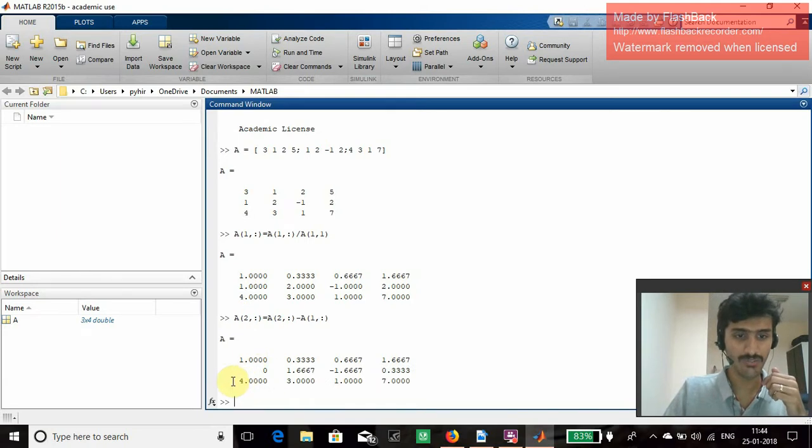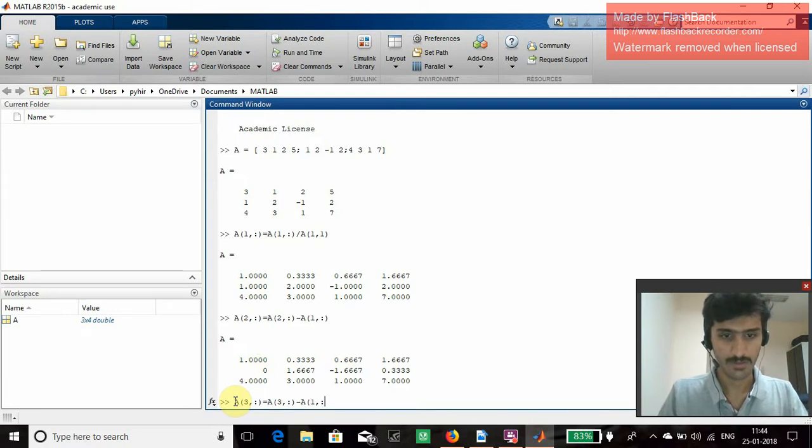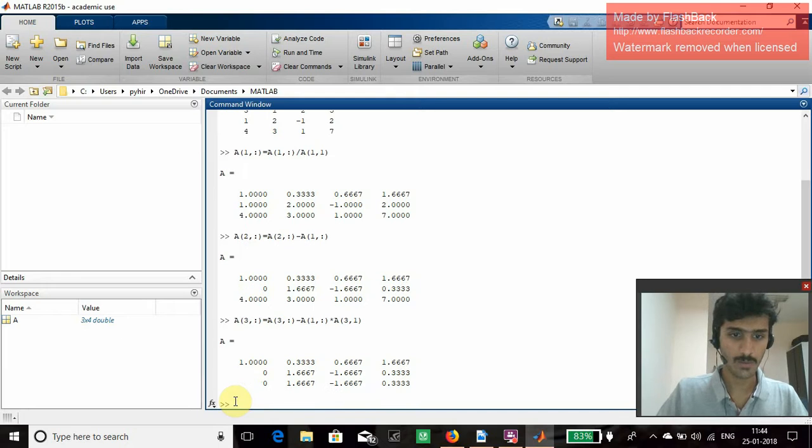The next step is converting this 4 to 0. So again the third row is replaced. So we do this and we achieve our goal. So this becomes 1 and this is 0. So the next goal is to convert this to 1 and this element, 1.66, to 0. So what we'll do is row 3 is replaced by row 3 minus row 2.